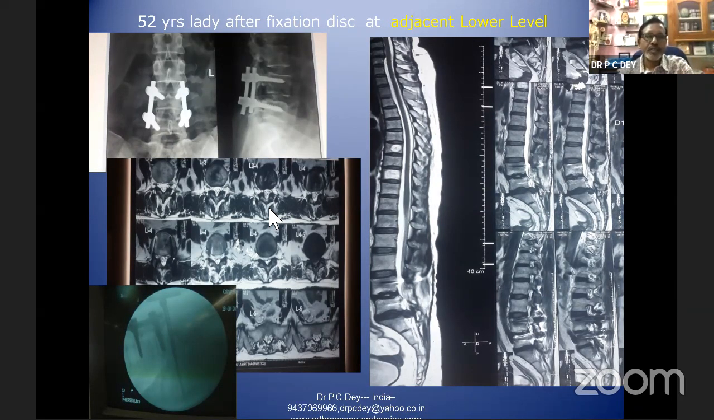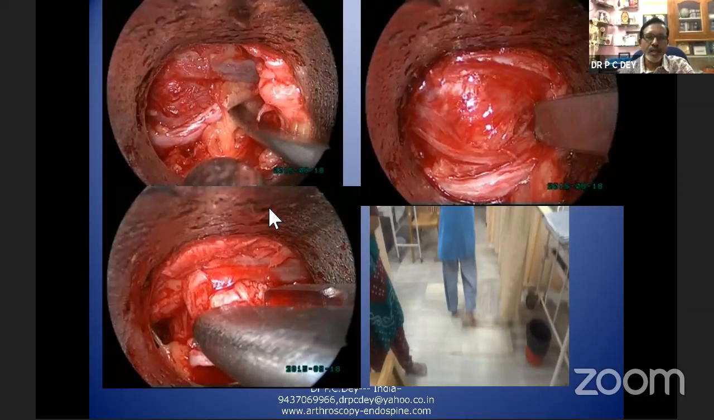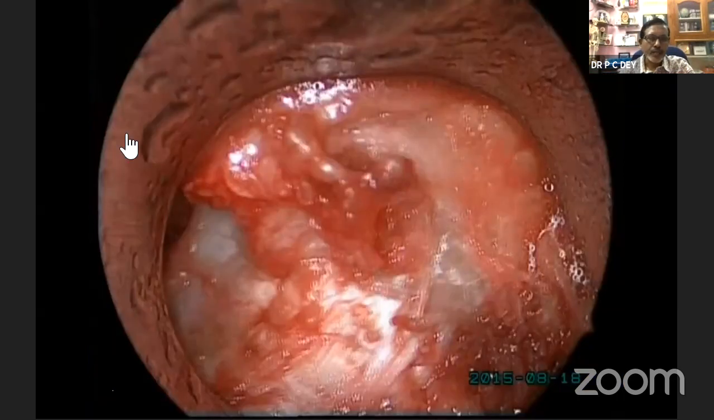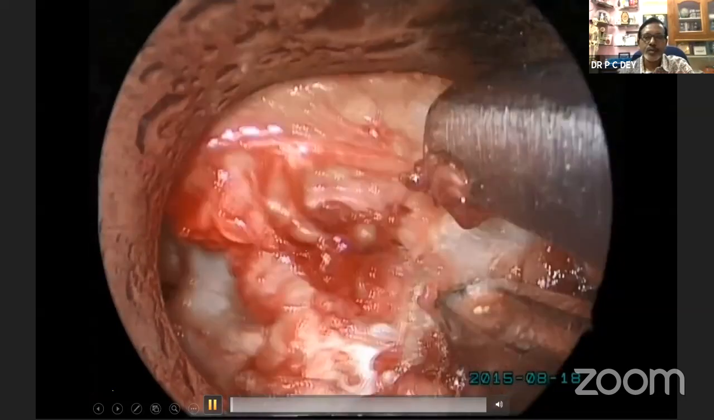After the fixation six years ago, she came to me with a disc herniation at L5-S1, with L4-5 fixed, and a huge disc on the right side. Right-side radiculopathy was more. And this is the visualization, and this is the video. You can see this is a very short video with the right side approach.